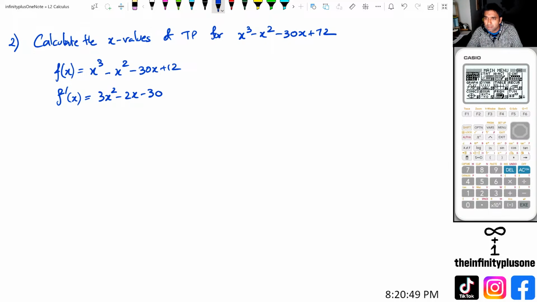Now, in calculus, and even in algebra, when you have a quadratic, if you don't have a graphics calculator, then you've got to do this the long method. You've got to show the quadratic formula and stuff like that. But because you have the graphics calculator, all you need to do for this is go straight into the equation mode.